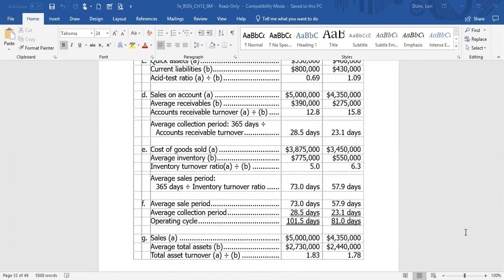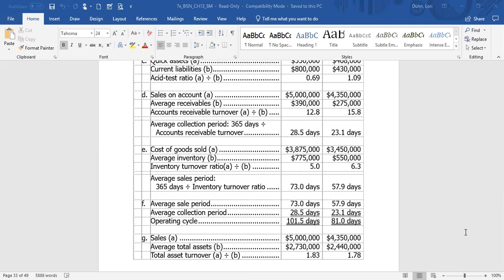From the day we buy stuff to the day we get our money back from the sale, it takes 101.5 days this year. Last year, 81 days. From the day we bought our inventory to the day we got the cash from the sale of that inventory. That's 20 days, not good.